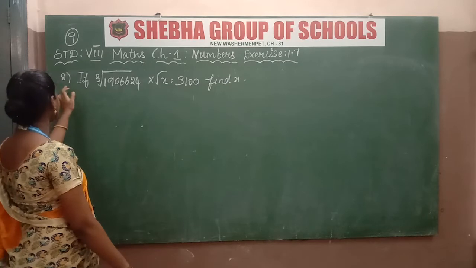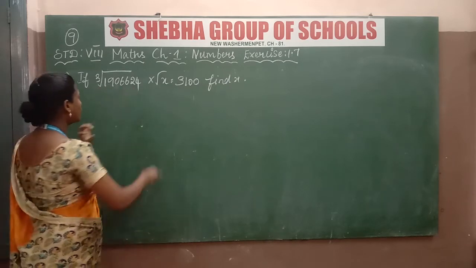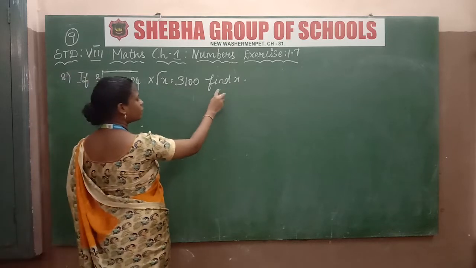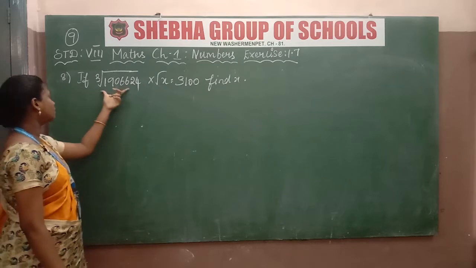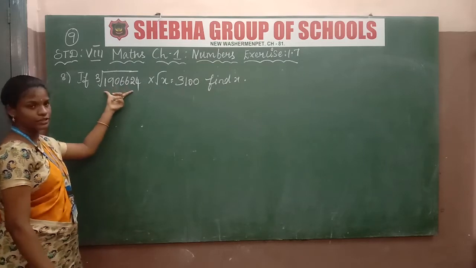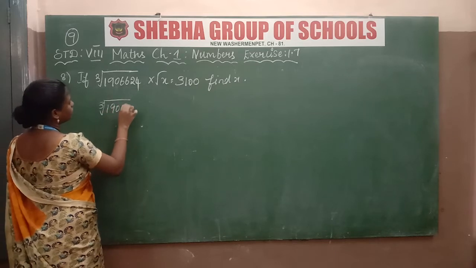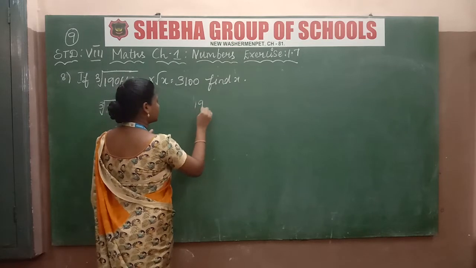Then the 8th question is: if cube root of 1906624 into root x is equal to 3100, find the x value. So we have to find the x value. First, what should we do? We have to take the values out of this cube root. So cube root of 1906624. So what is the value of the cube root? So we have to take LCM.